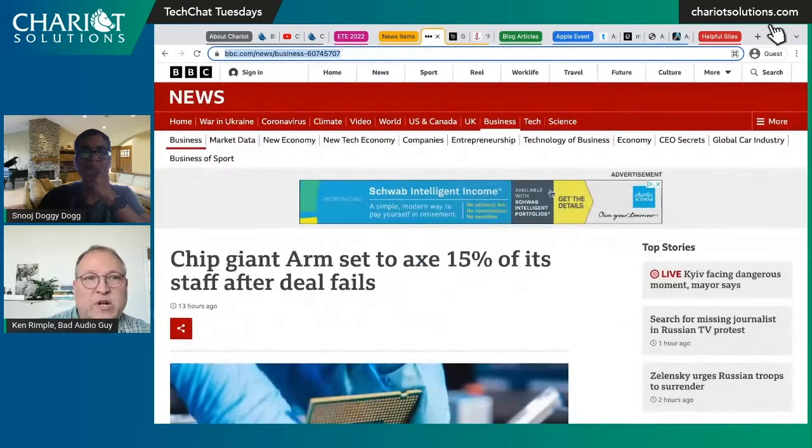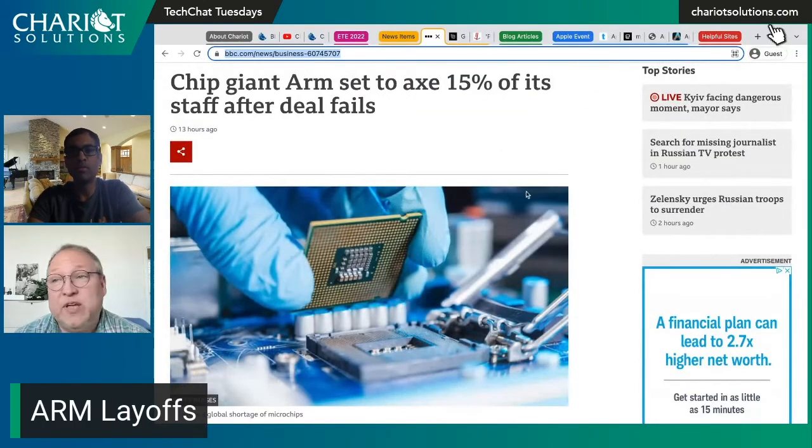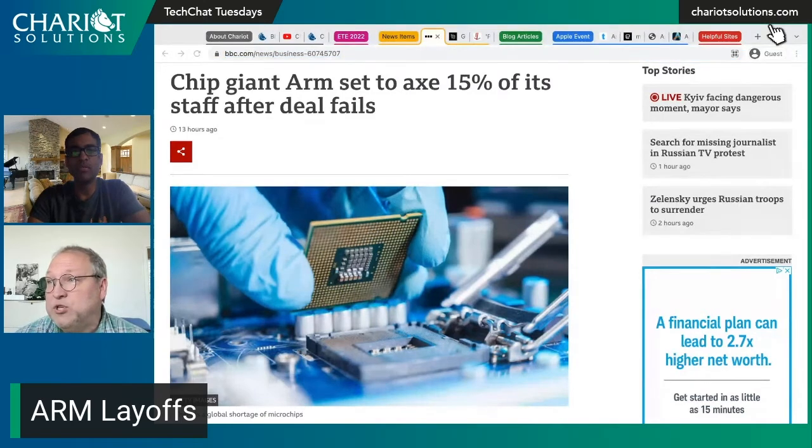Okay, one news item. Just got this off the BBC. Chip giant ARM is set to axe 15% of its staff after the deal with NVIDIA fails. So it turns out that they were going to be merged into NVIDIA. And unfortunately, it looks like there were so many regulatory hurdles to get over that NVIDIA is turning it down. And so SoftBank, who I guess currently owns them, is going to list the company.